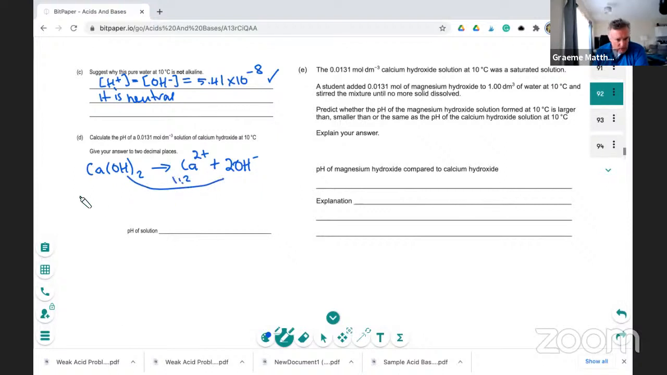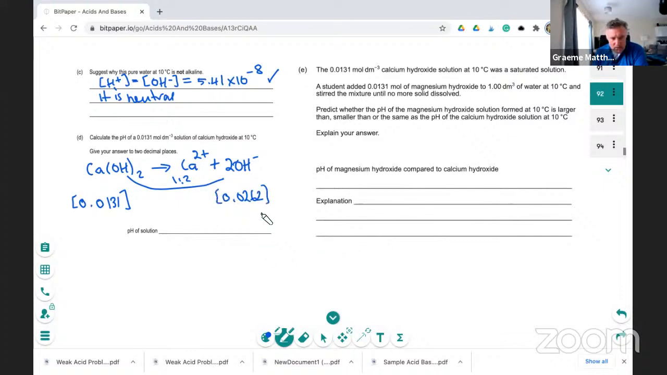And so therefore, they say the concentration of calcium hydroxide is what? 0.0131. This is for calcium hydroxide, and so I'd have to double this. If I double 0.0131, it's going to be 0.0262. So 0.0262 is the concentration of my hydroxide ions.